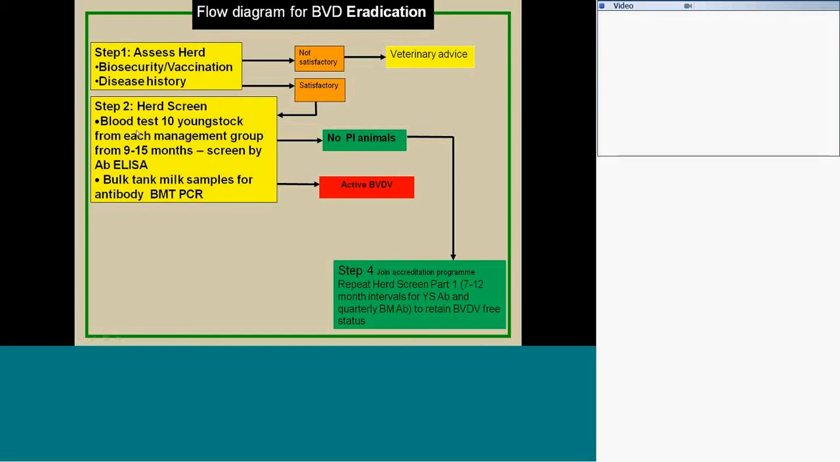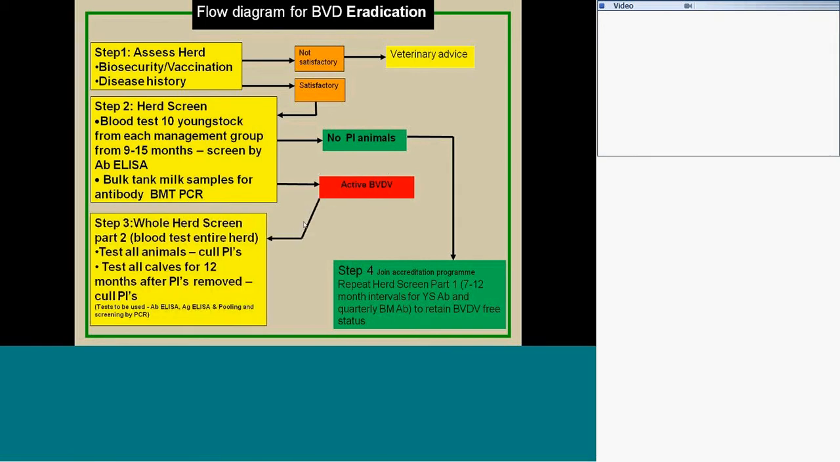If we do have antibodies in the young stock and we do have antibodies in the bulk milk, then the likelihood is that there's a source of exposure on the farm, and this is generally because a PI animal is present on the farm. So there's active BVD circulating on the farm, and in this case we need to think about tests that are going to look at all of the animals on the farm, maybe in one go, maybe over a prolonged period. It depends on how you want to tailor this to your herd.